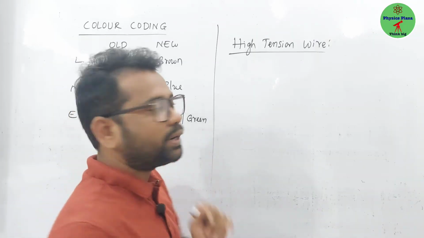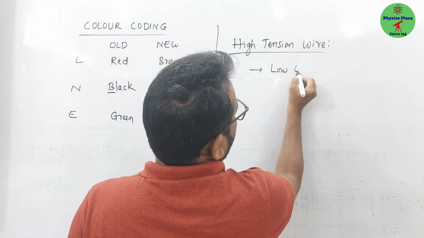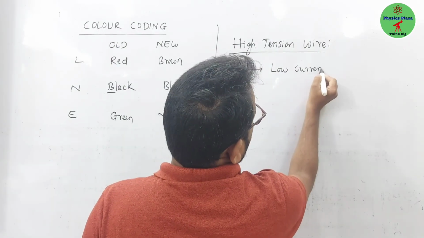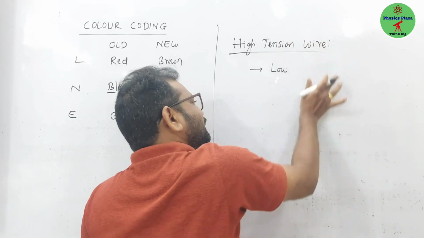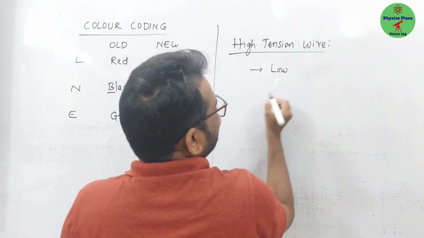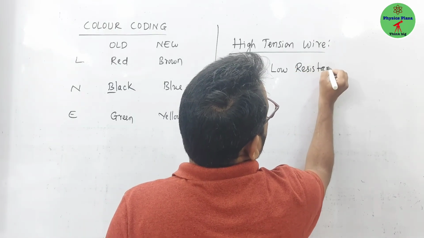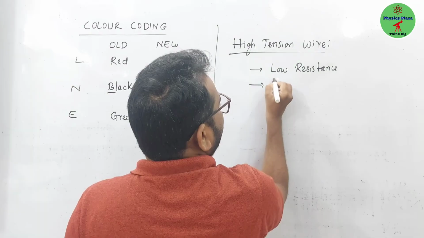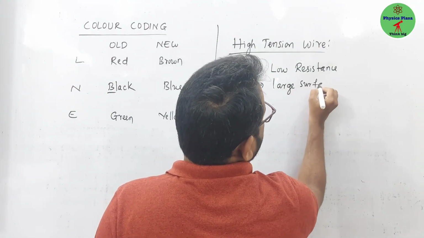So, high tension wire. First of all, let us see the properties. First one is that it should have a low resistance, and a large surface area. Large surface area.